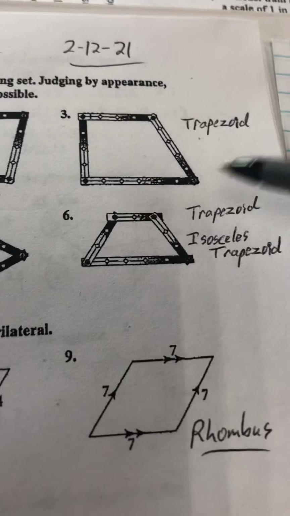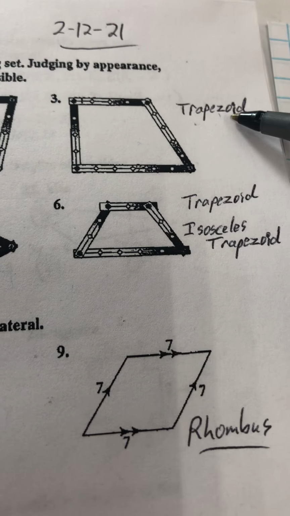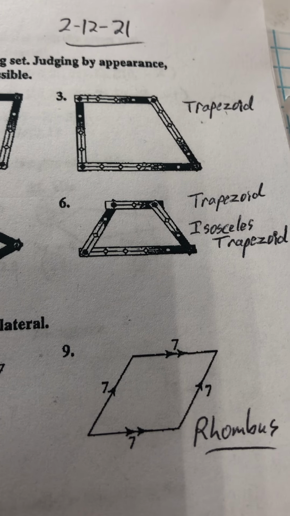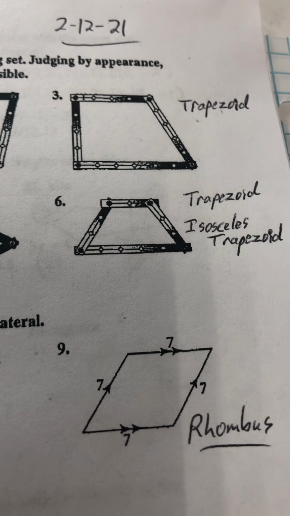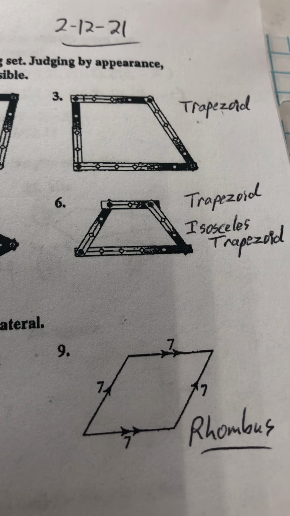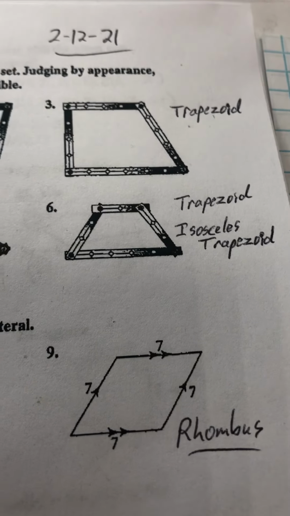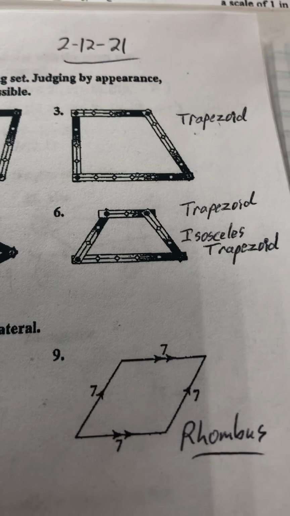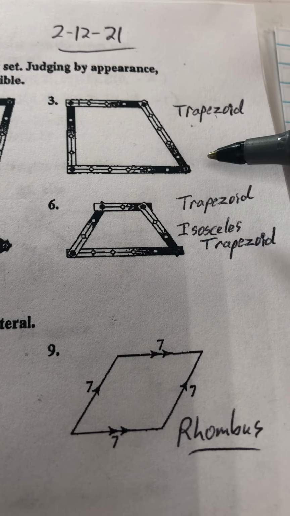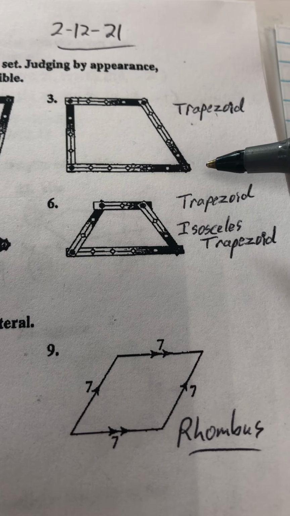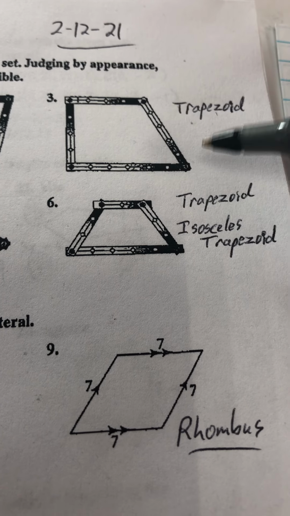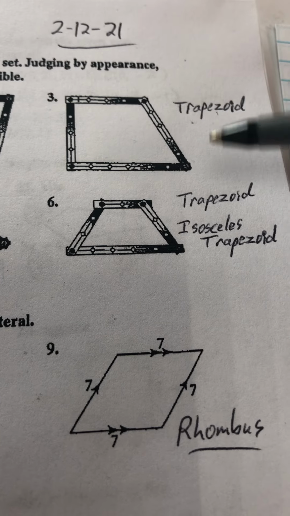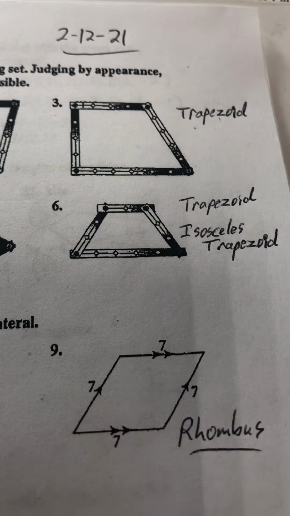Try number two. Number three, I'm looking for a trapezoid. Trapezoid and parallelogram, because you have to have at least one set. So you could put parallelogram here, but not all parallelograms. Well, yeah, all parallelograms are trapezoids, but not all trapezoids are parallelograms. So we'll just stick with trapezoid.